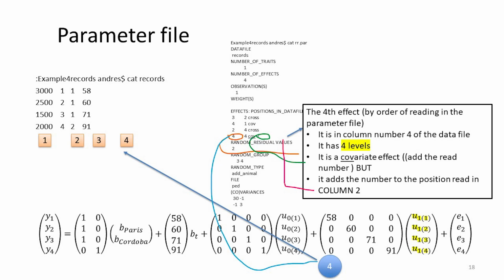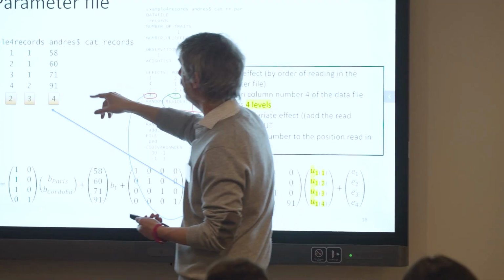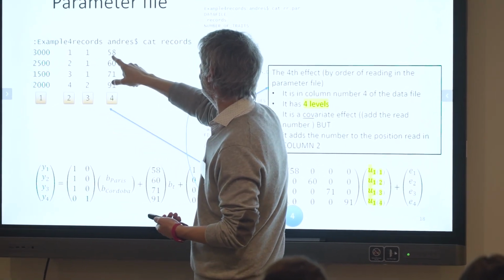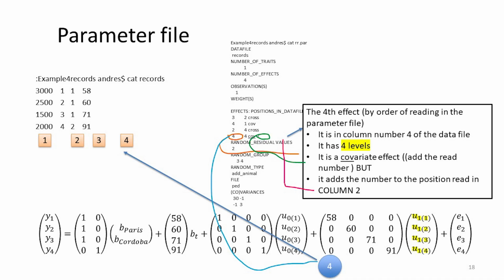So what you say is, okay, this is in column number 4. It has 4 levels. It is a covariate, so it's not 1 and 0. But then you say it's nested, or you need to assign this value to the position that is read in column 2. So the software is going to say, okay, I'm reading the first animal, it has a 58. But I need to look at column 2 to get the position of the animal that is affected by this. So you go to column 2, it's animal 1. So you come here and, okay, I put in the column 1 here the number that is read here in position 58. Puff, and it assigns the value.